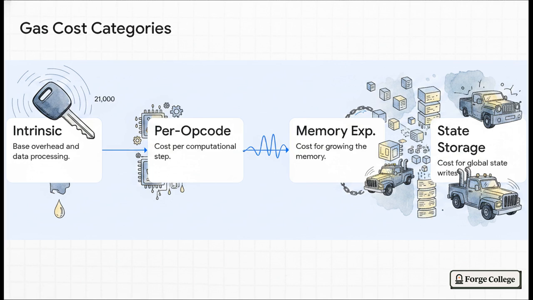Second is the per-opcode cost. That's the baseline fuel burned for every single computational step. Third is the memory expansion cost. And fourth is the state storage cost. Now let's look a little closer at those last two because, man, that is where the real gas guzzling happens.